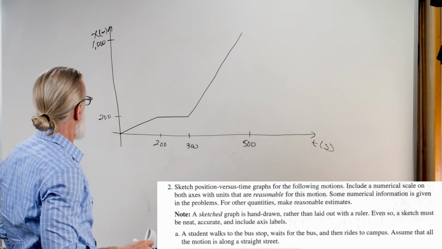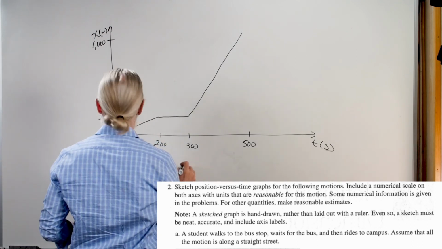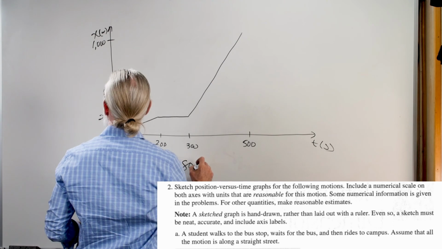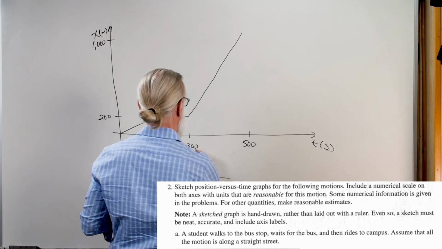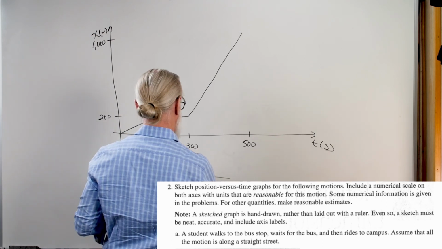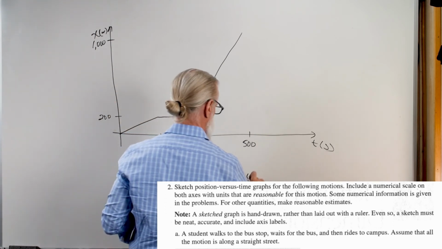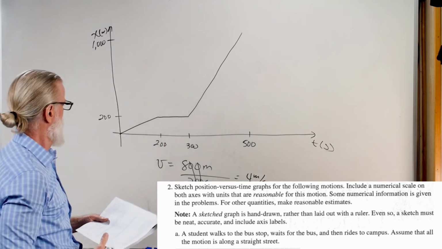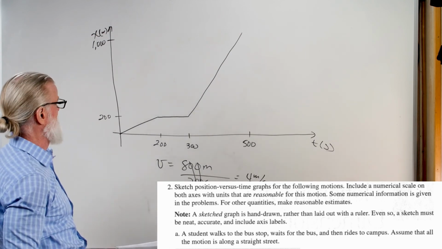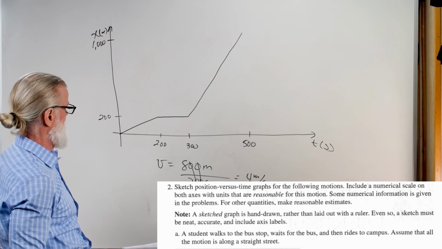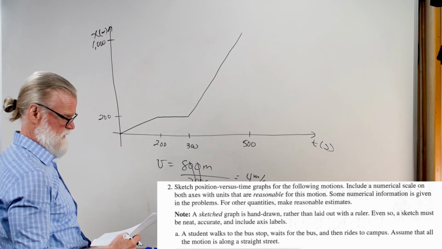All right, let's see if that's a reasonable speed for our bus. It looks like we went 800 meters in 200 seconds. That's only 4 meters per second. Well, that's no good. That's a slow bus, a really slow bus. That's only about 8 miles an hour, which might be an average speed of it.